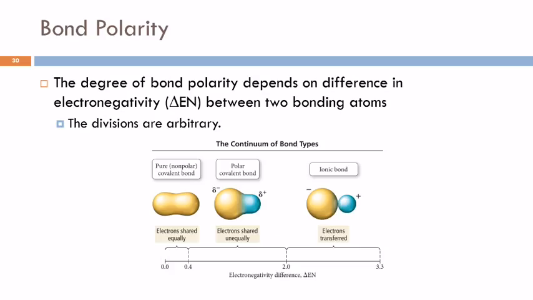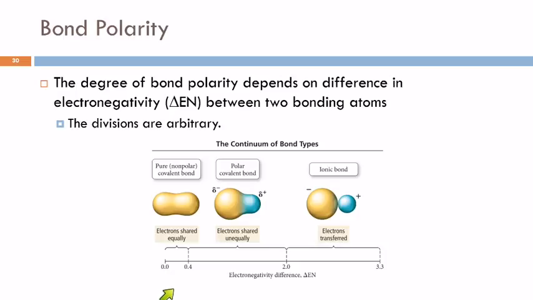So bond polarity. Of course, there's a continuum here. It's not that you're polar or you're nonpolar. There's this in between where you're kind of, where do we draw a line? The degree of bond polarity is going to depend on the difference in the electronegativity. So we often abbreviate electronegativity as capital EN because it's a really long word and we get tired of writing it. Delta EN means the difference in electronegativity.